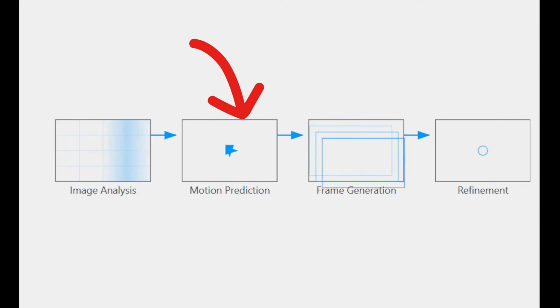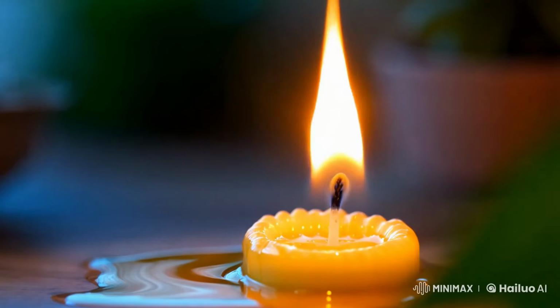Next is motion prediction. Here the AI uses its understanding of physics, common motion patterns, and object interactions to predict how elements in the image would naturally move. A recent Google study showcased an AI model doing just that, analyzing elements in a photo and generating a video predicting their natural movements, like a swaying tree or a flickering candle.